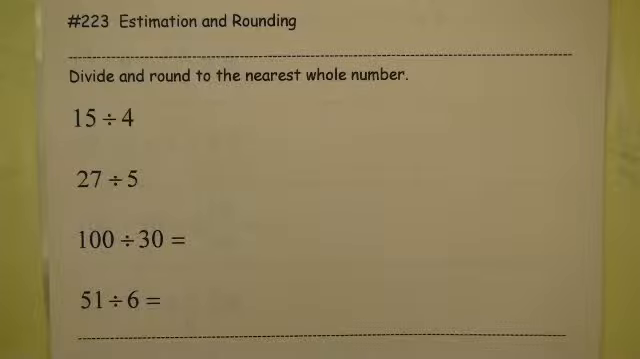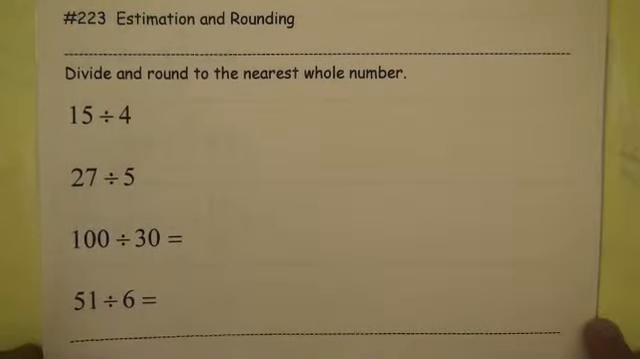In this first slide, we're going to divide and round to the nearest whole number. We're going to go ahead and divide 15 divided by 4. We're going to get 3 with a 3 remainder, so 3 3/4. And we're just going to go ahead and round that 3 3/4 up to a 4. So we're going to go ahead and do these 4 problems here on the next page.